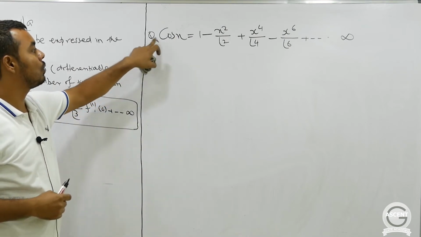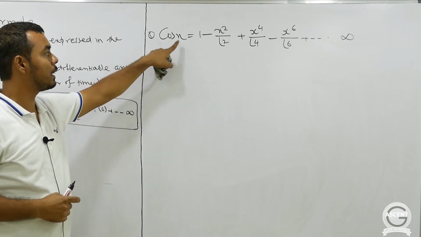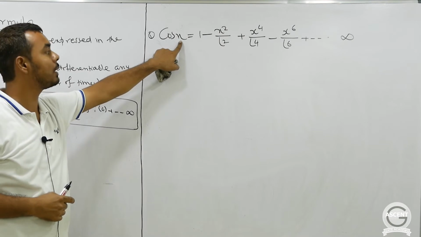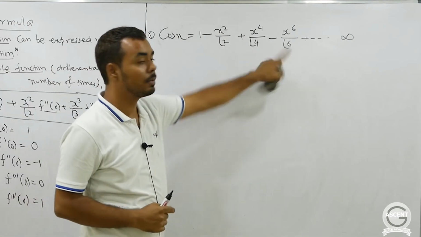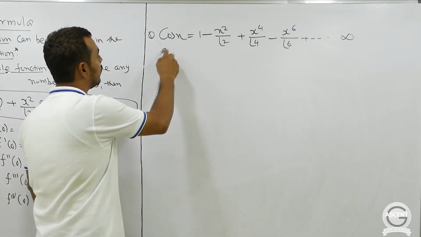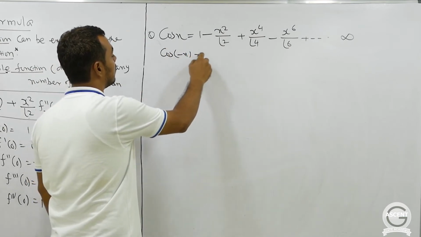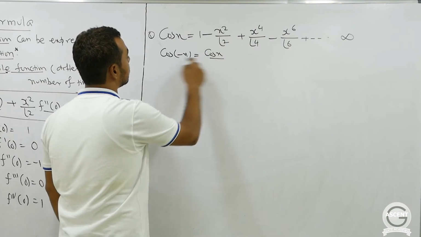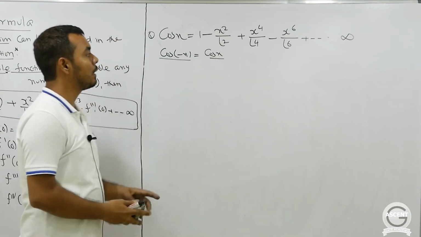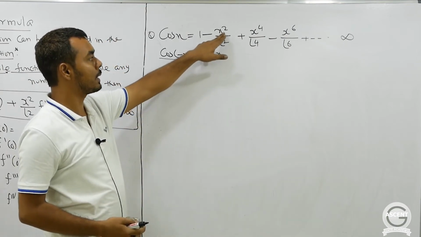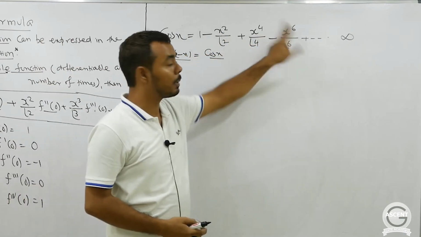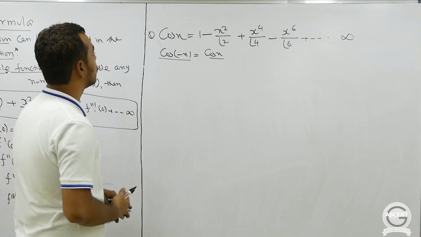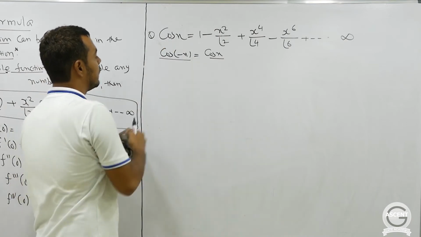One is that we all know cos 0 is 1. So you can see that if I place x equals 0 on the left hand side, from the right hand side I will get 1 only. These terms will give us 0. Second, we all know that cos x is an even function because cos of minus x is cos x. And you can see from the right hand side also, if you replace x by minus x, you will get the same expression because we have only even powers of x. So this is the expansion of cos x.